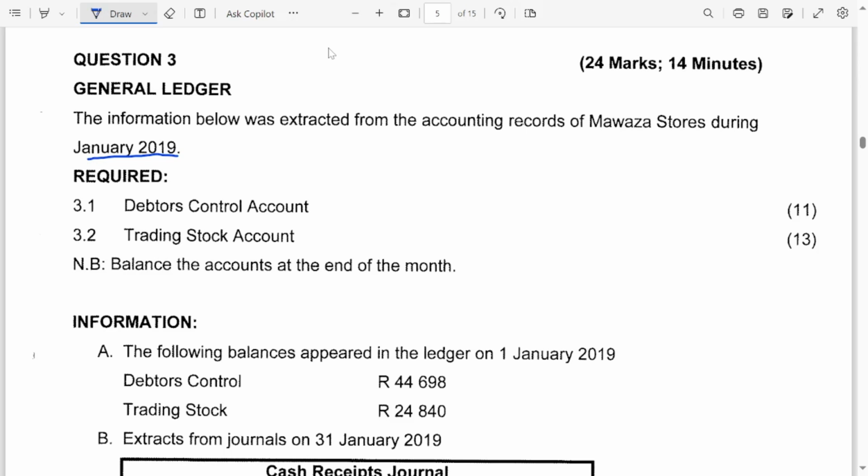We are going to be doing the debtors control account and the trading stock account. Both of these accounts are assets, meaning that they increase on the debits and then they decrease on the credit side. And B, balance the accounts at the end of the month.